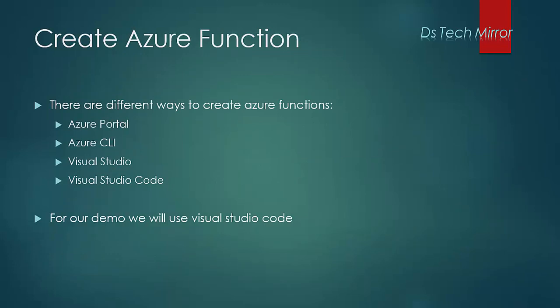So now we will see how to create Azure functions. There are different ways to create Azure functions, like the Azure portal. We can directly go to the Azure portal and, using the Azure interface, we can create our Azure functions. Another way is using the Azure CLI, that is the command line interface. We can install the Azure command line interface, and with the help of various commands, we can create our Azure functions. Then using Visual Studio, we can create our Azure function, and also using Visual Studio Code. In today's demo, we will be using Visual Studio Code to create our Azure functions.